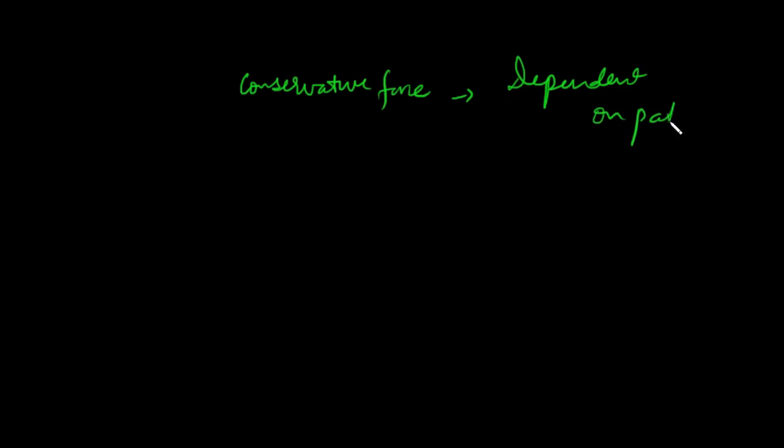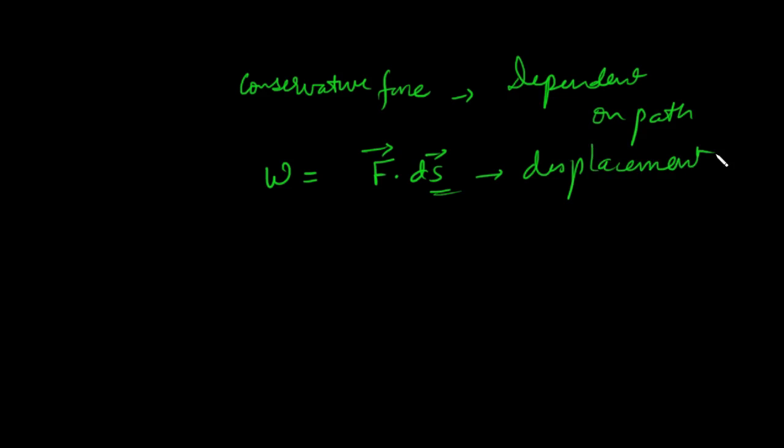Conservative force as such is path dependent. Conservative force is dependent on path. As such, the basic definition of work done is the dot product of force and displacement. Here ds is the displacement. Just remember it. Why is it the displacement and not the distance?